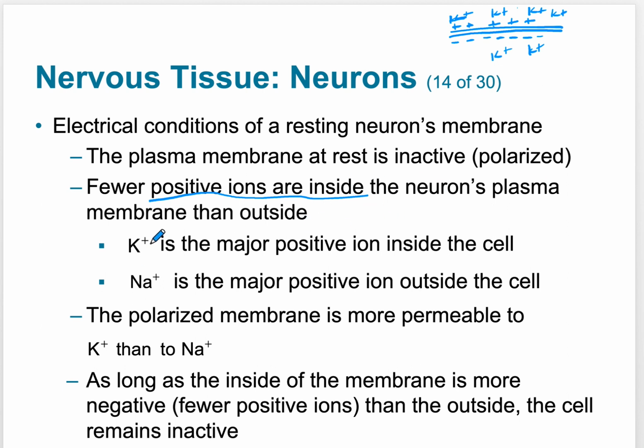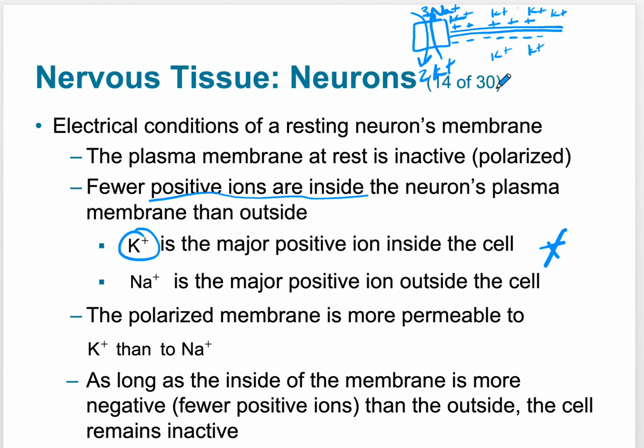Potassium is the major positive ion inside the cell. Sodium is the major positive ion outside the cell. And why is it this way? Well, do you remember also in this membrane are these special proteins, and they pump what in and out? They pump 2 potassium in, and they pump 3 sodium out. So there's more sodium outside the cell than there is inside the cell.